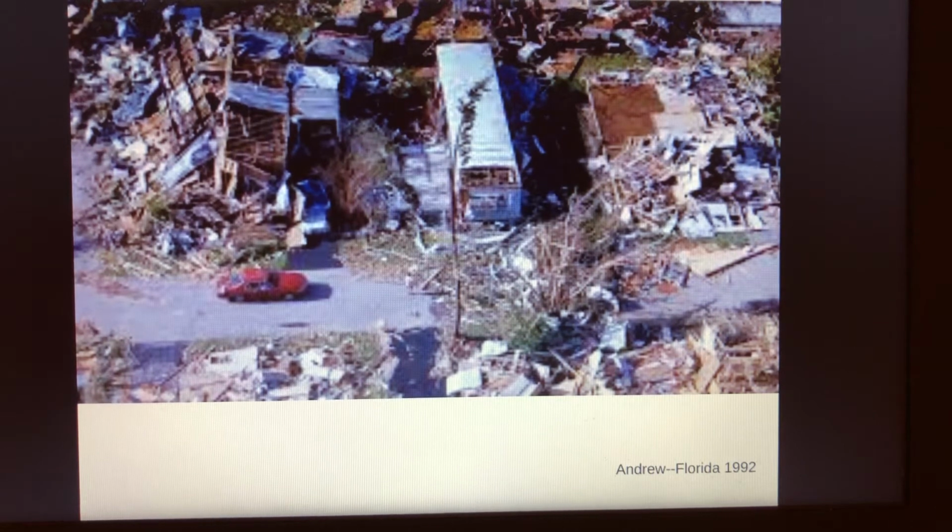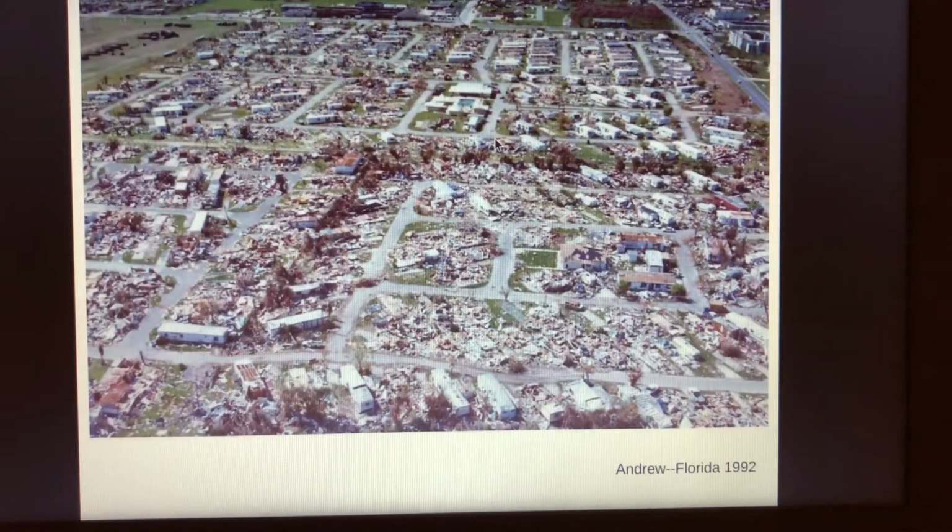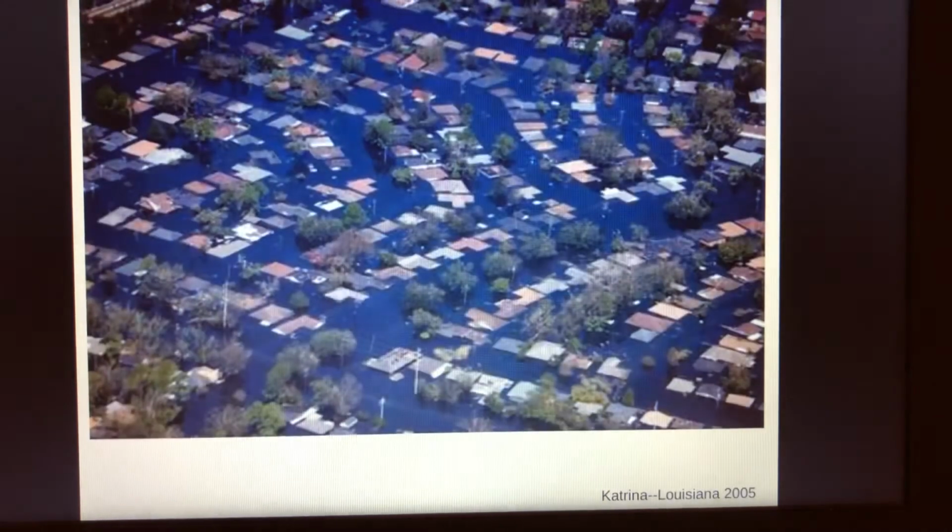And again, you can just see the devastation. It looks a lot like tornado devastation because sometimes they do spawn tornadoes. This is also a picture of Andrew from Florida, and you can see just huge sections of neighborhoods that were destroyed off the coast of the Atlantic Ocean.